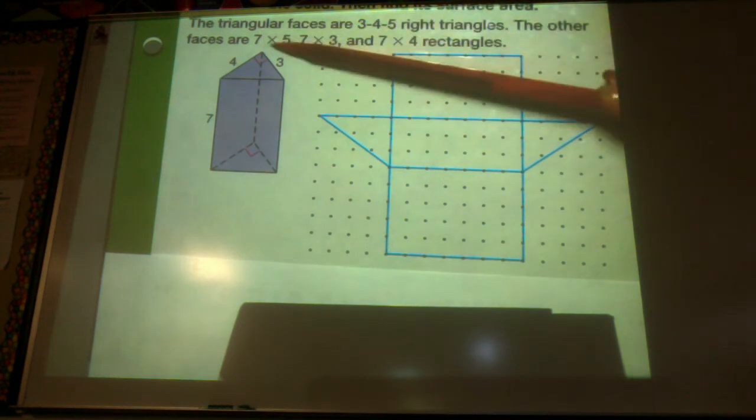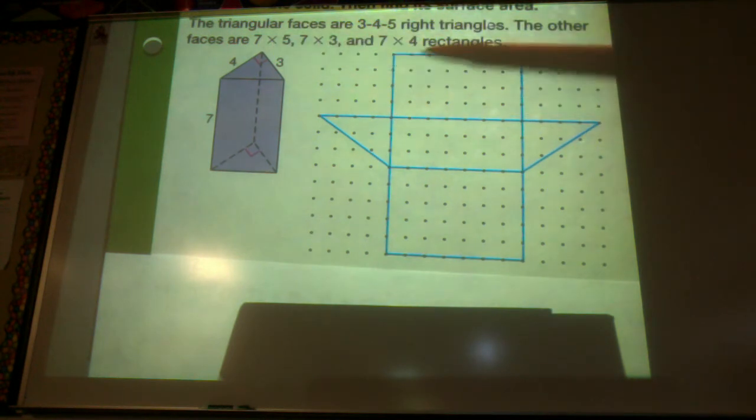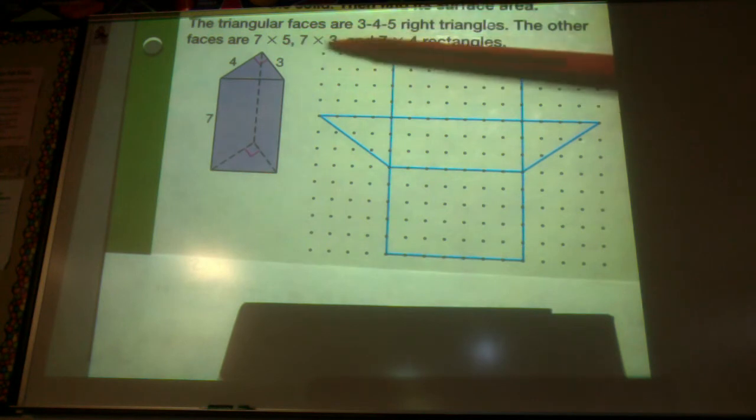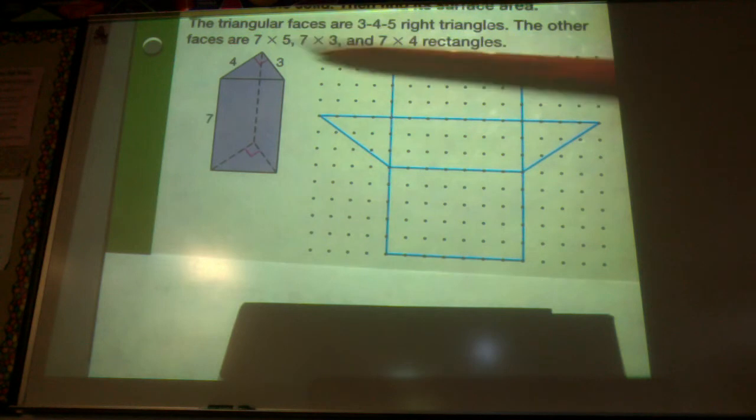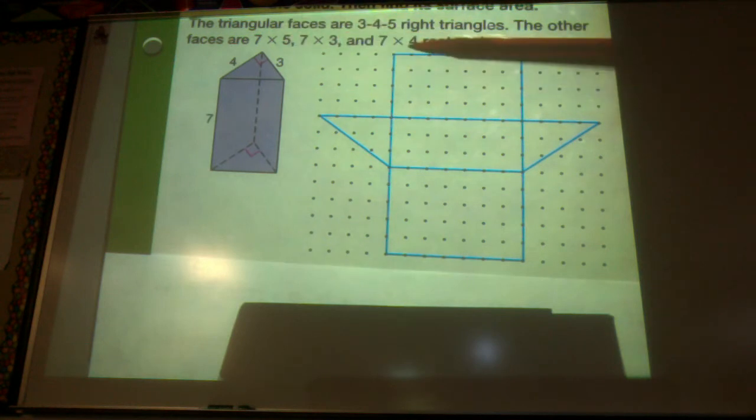Then it goes on to tell you that you've got 3 different rectangular faces. Each of the rectangular faces has the same number 7 in it, but then they have a 5, a 3, and a 4. Where does the 5, the 3, and the 4 come from?